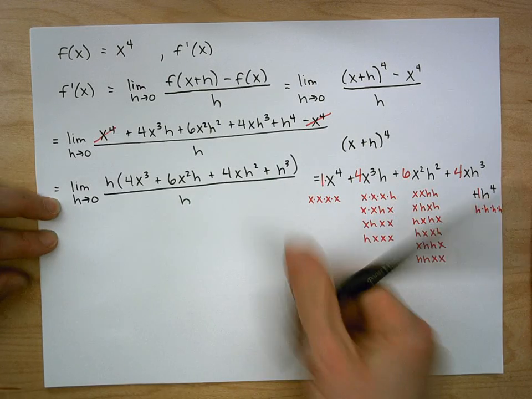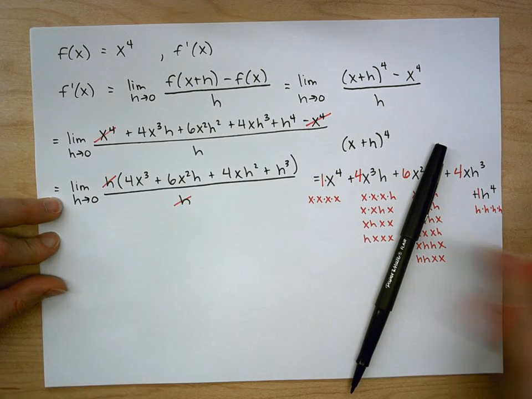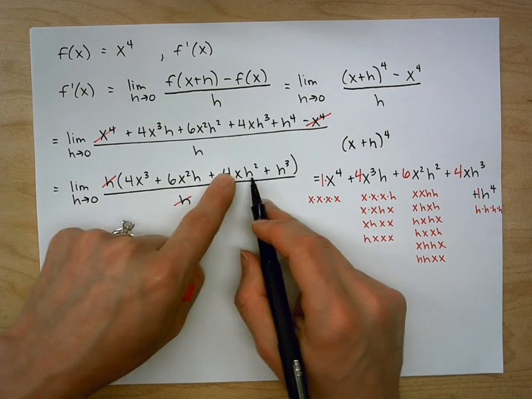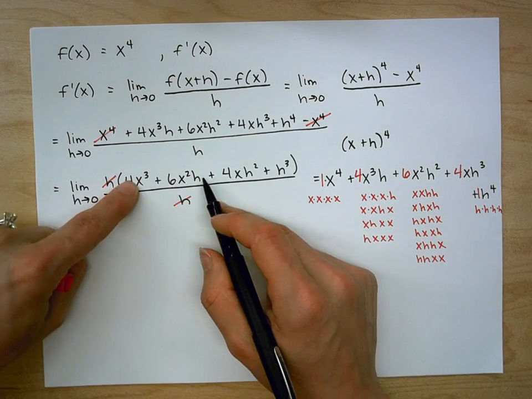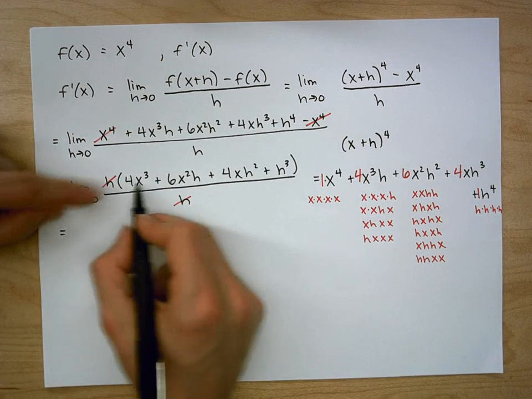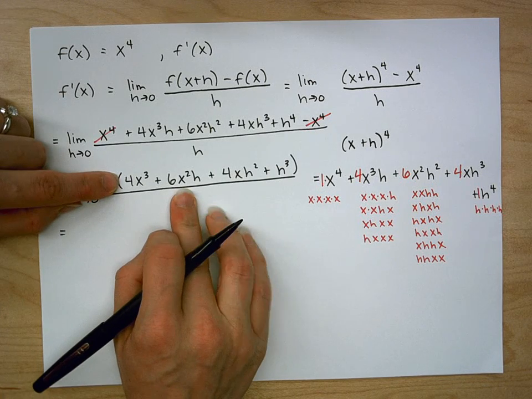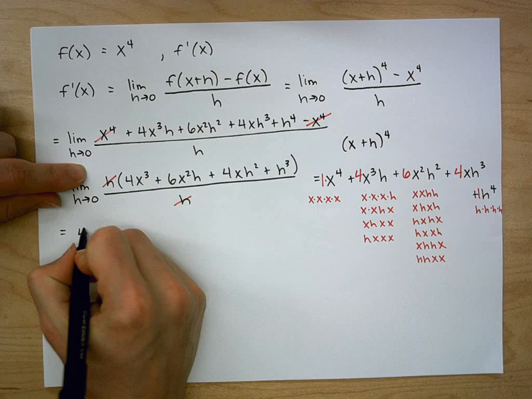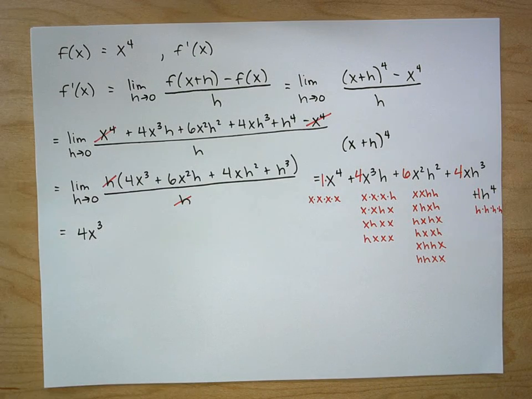Again, these are canceling. And now let's look here. There's an h in all of these terms, but not this one. So that means that if we let h go to 0 now, after these are canceled, all of those are going to go to 0, but this one will remain, and I'm left with 4x cubed.